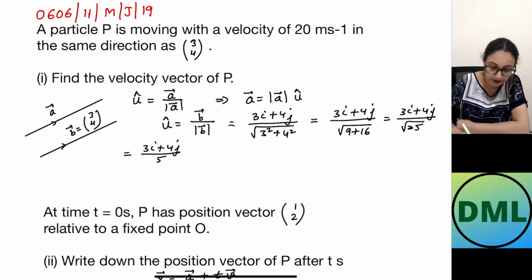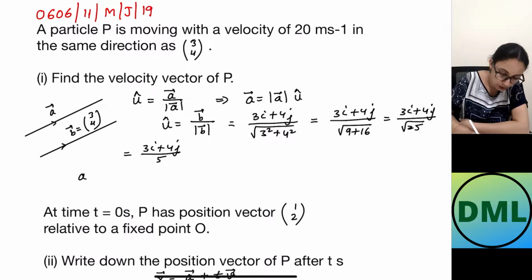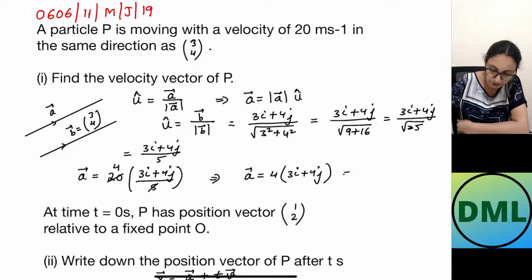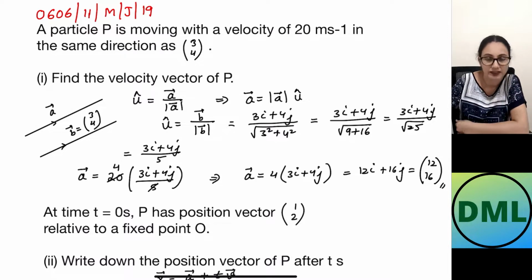Now we are going to substitute this value of the unit vector in vector A. So the vector A will be written as the magnitude of A, which is 20, and then the unit vector, 3i plus 4j over 5. Now 5 will get cancelled with 20 and it will be 4 here. So the vector A will be 4 times 3i plus 4j. If I multiply that, my answer will be 12i plus 16j, which is written as 12, 16 in column vector form. That will be your answer for the velocity vector of P.